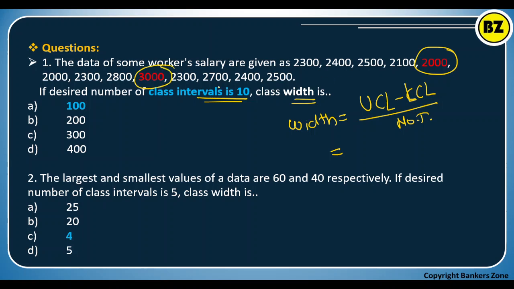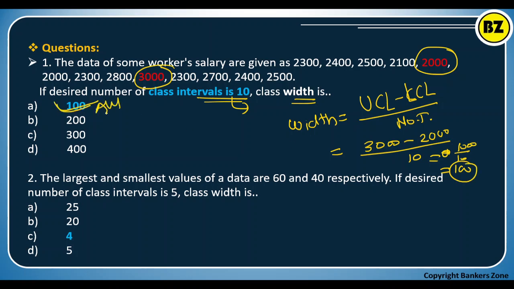You can easily observe it, right? So upper limit is 3000 minus lower limit 2000, divided by the number of intervals. They are asking 10, so divided by 10. So 3 minus 2, it will be 1000 divided by 10. So our answer will be 100. Okay, this is your answer.